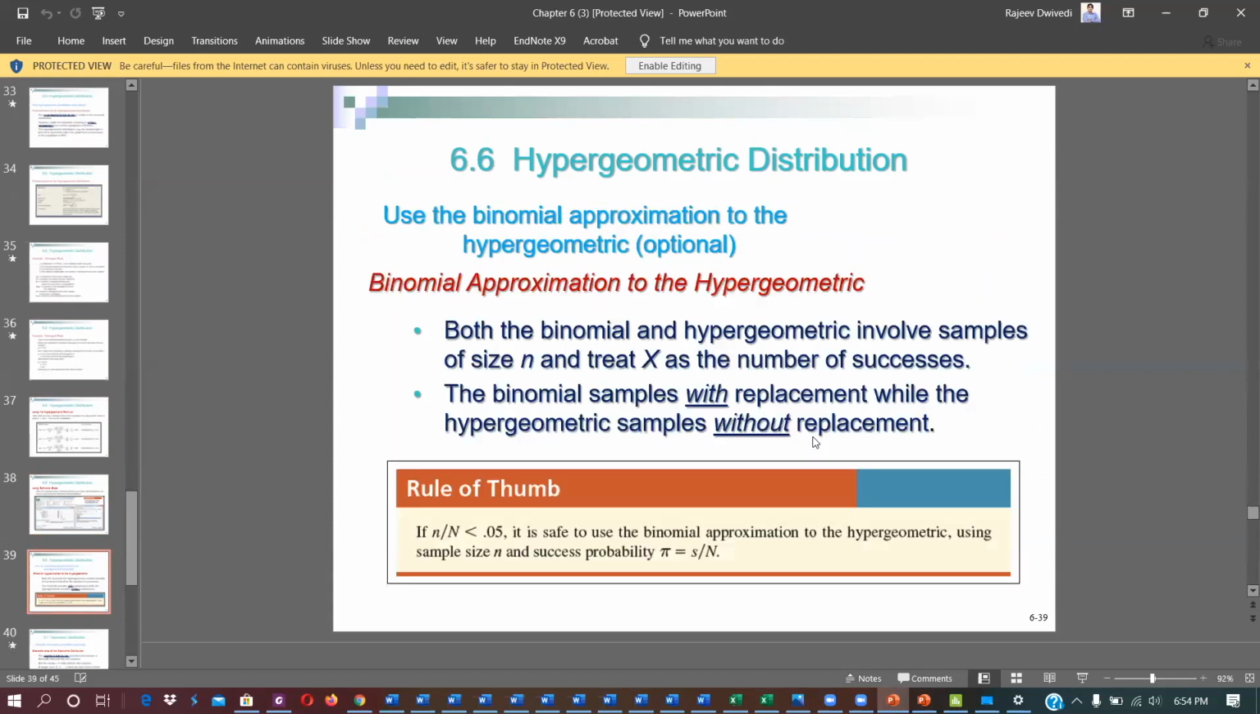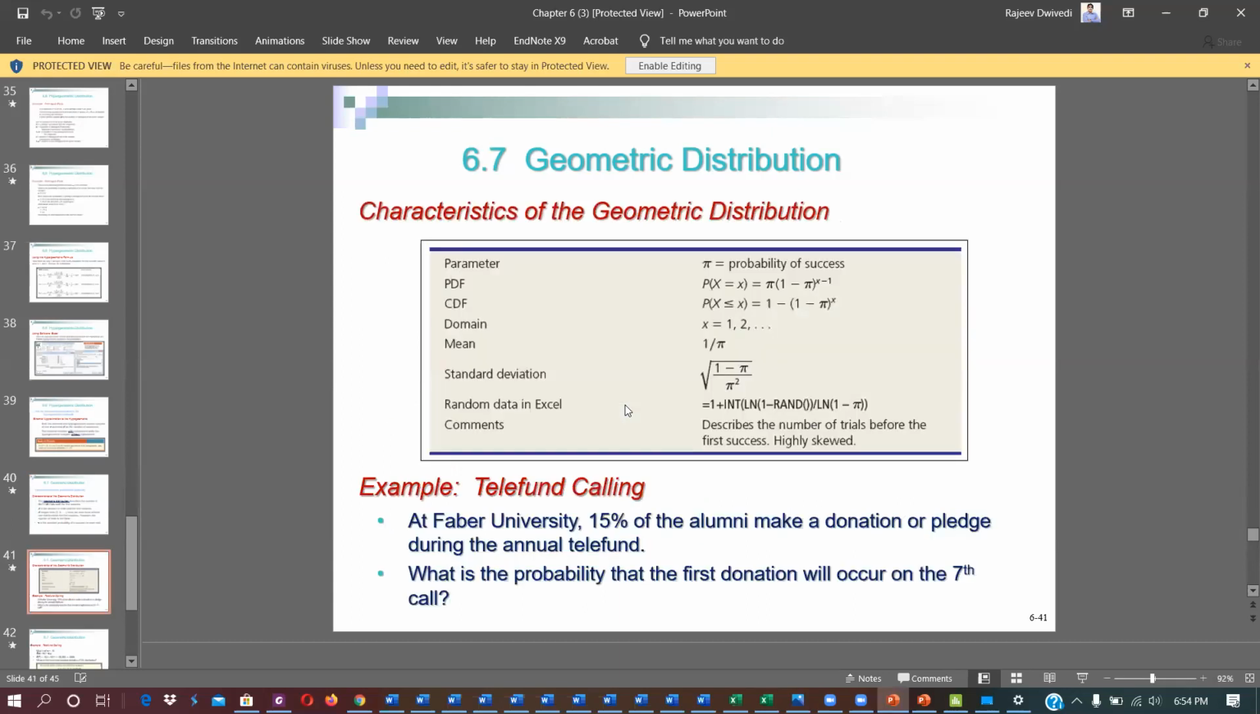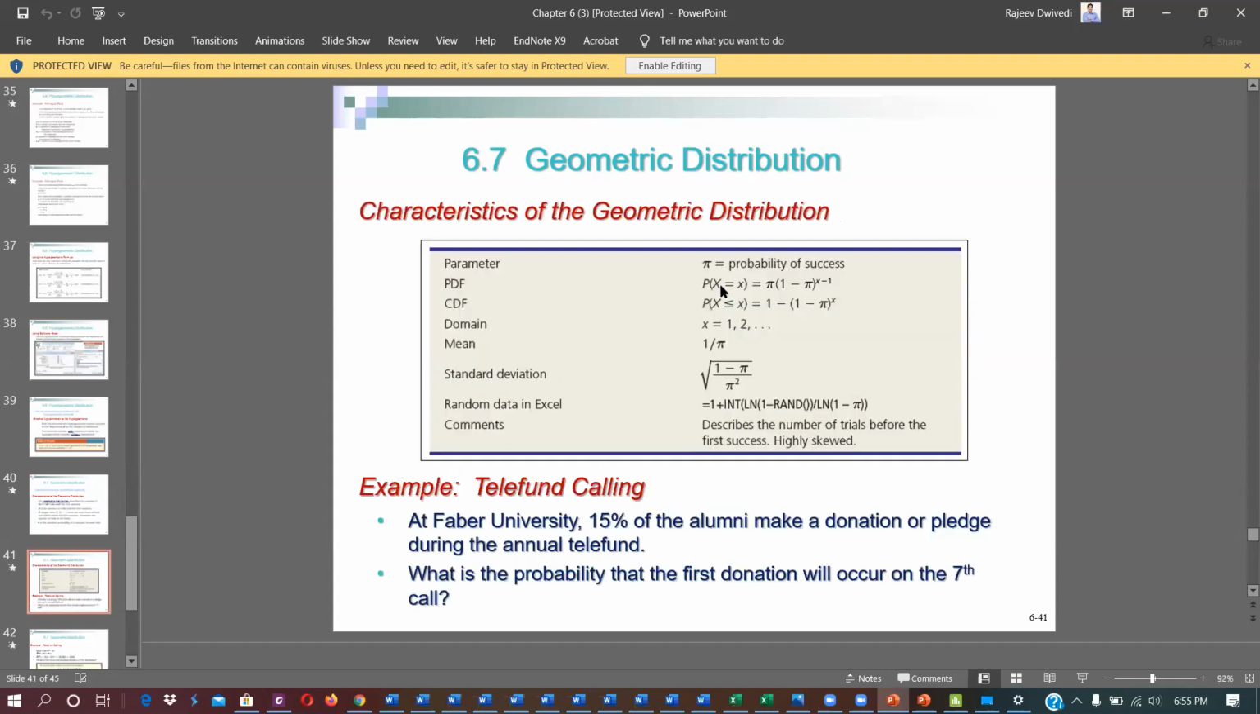After this, we have another distribution which is called geometric distribution. A geometric distribution describes the number of Bernoulli trials until first success is achieved. For example, let's say until first uninsured car is found. That is the case, if you are checking a sample of 8 or 10 and first success comes.